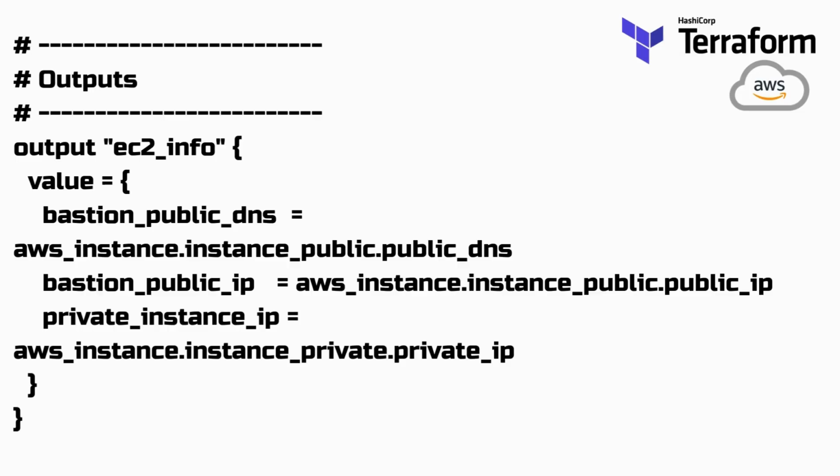Outputs like this are incredibly helpful because they save you from digging through the AWS Management Console every time you need an IP or DNS name. They also make your Terraform project easier to share with the team, since everyone will see the same resource details right after running Terraform apply.